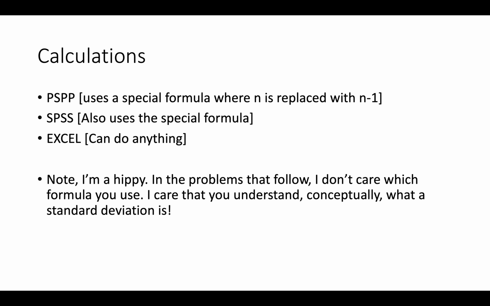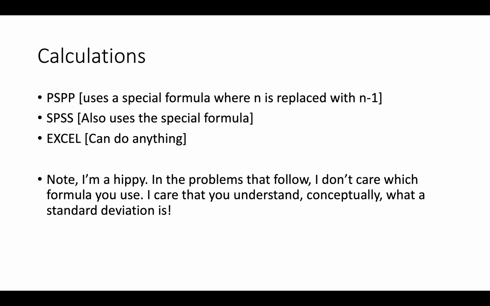But I want to point out that SPSS and PSPP use a special formula where instead of n in the standard deviation, where you have the sum of squares divided by n, they use n minus 1. So in their formula, they replace n with n minus 1. There's a reason for this. I'll talk about that reason in our next 2 lectures. But right now, I just want you to know that this is happening. So if you use PSPP and SPSS and Excel right now, you're going to get different calculations for your standard deviation. But the reason for that is just statistical reasoning that I don't want you to think about right now.